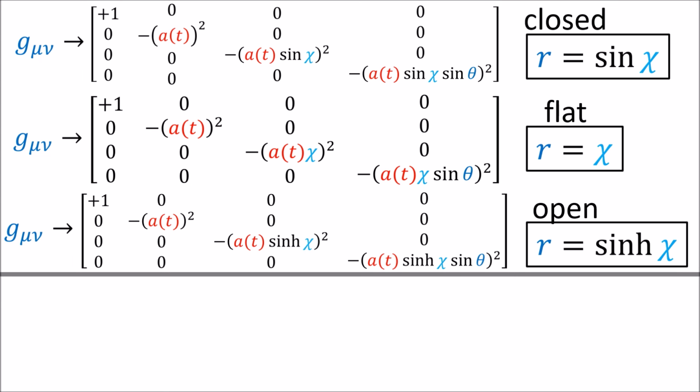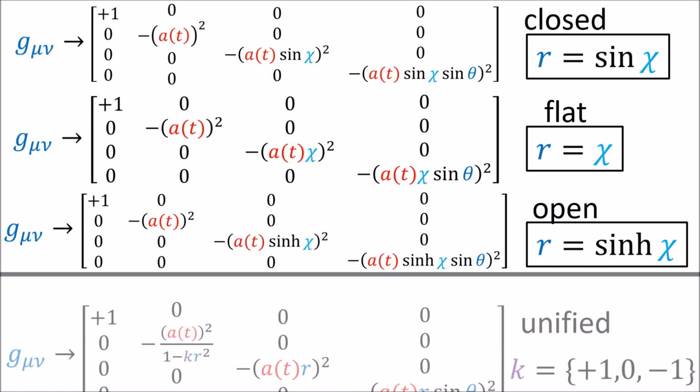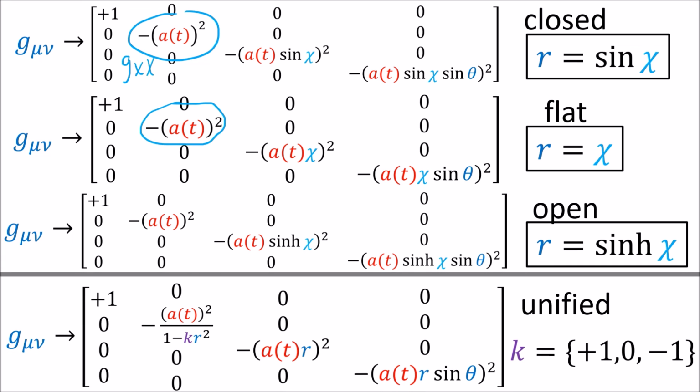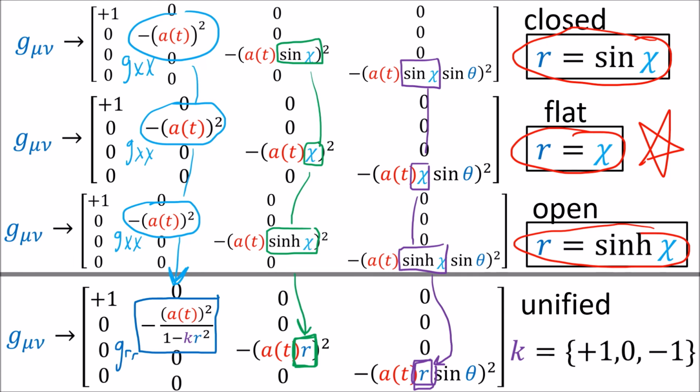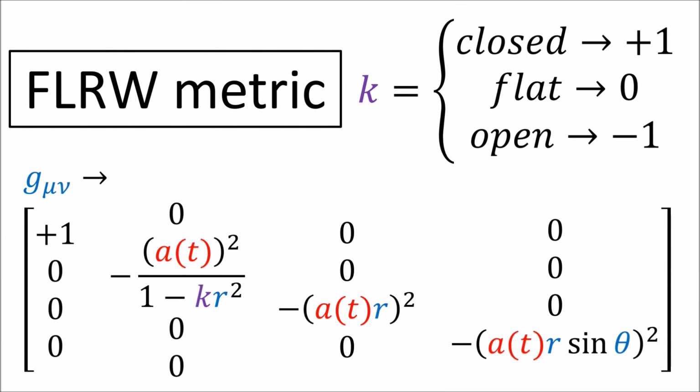So to change our metric from using the chi coordinate to using the r coordinate, we divide the g chi chi component by 1 minus k r squared to turn it into the g_rr component. Then we replace the various chi functions with r, as we've defined up here. The resulting metric describes all three spatially homogeneous and isotropic universes, with a spatial scale factor a of t that can change over time. This is the FLRW metric, which can describe an expanding universe.